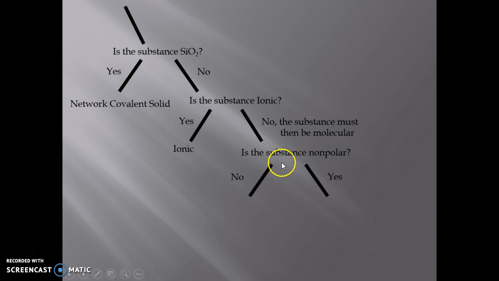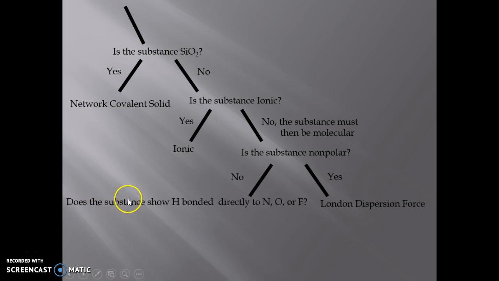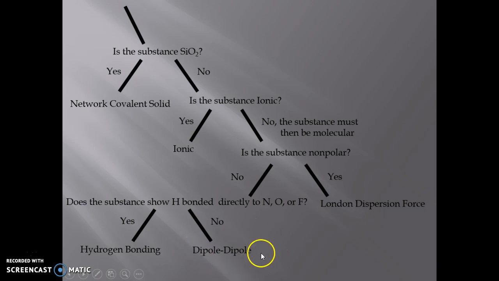But once you do, if you say yes, the molecule is nonpolar, then you know that it's a London dispersion force. If it's a polar molecule, now you have to distinguish, could it have hydrogen bonding or not? So does the substance show hydrogen bonded directly to nitrogen, oxygen, or fluorine? If yes, you know that it's going to be hydrogen bonding. It's going to be that super duper type of dipole. If you say no, then you know it's just going to be a normal dipole-dipole. So normal polar molecules will just be dipole-dipole. Super strong polar molecules will be hydrogen bonding. And remember, this is the criteria for hydrogen bonding. So that's the flow chart you want to use.